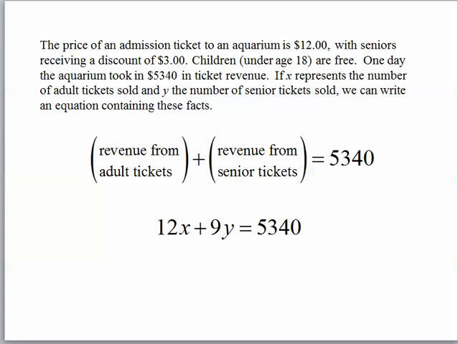Slide number 2. In this application problem, we will find two linear equations relating the revenue for tickets sold at a local aquarium. The problem states that the price of admission ticket to an aquarium is $12, with seniors receiving a discount of $3. Children under 18 years are free. One day, the aquarium took in $5,340 in ticket revenue.